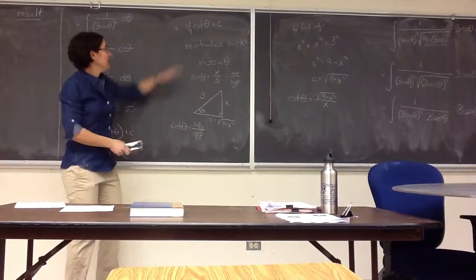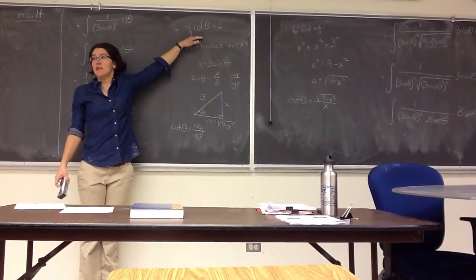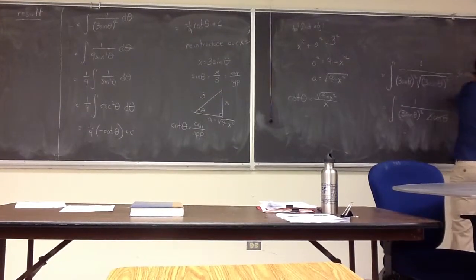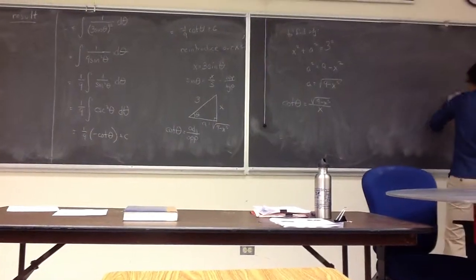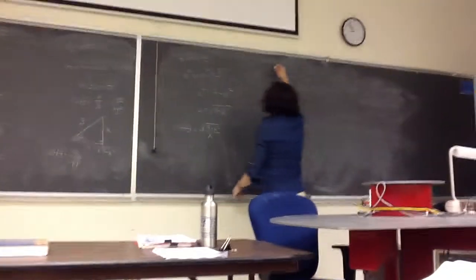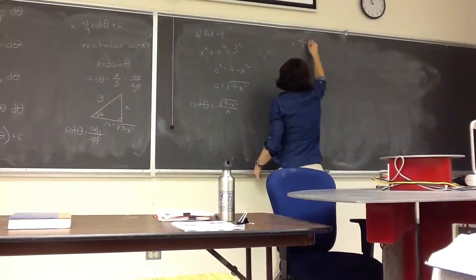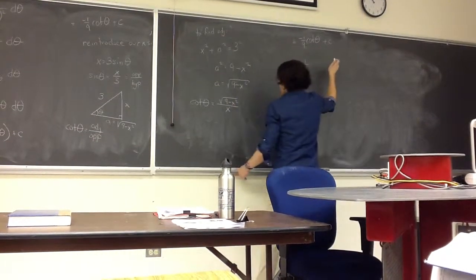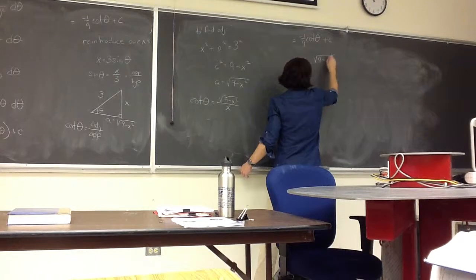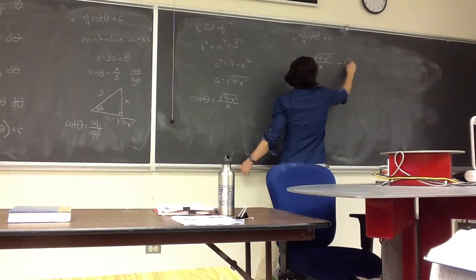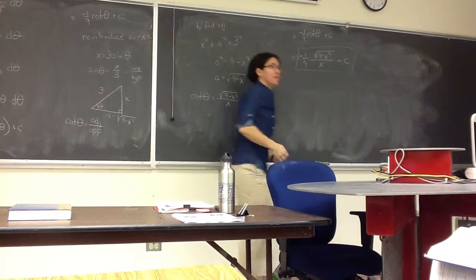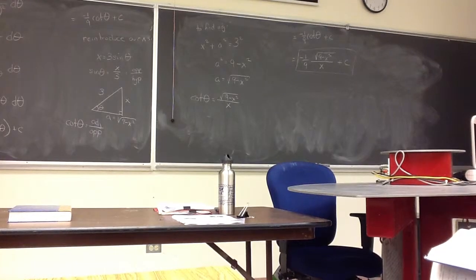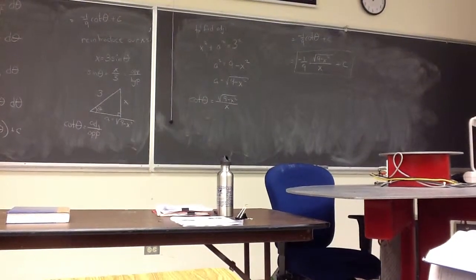Our negative 1/9 times the cotangent of theta now becomes negative 1/9 times the square root of 9 minus x squared over x plus c, and this is our final answer. All right, so that was a bold problem, okay? A lot of stuff went into it.